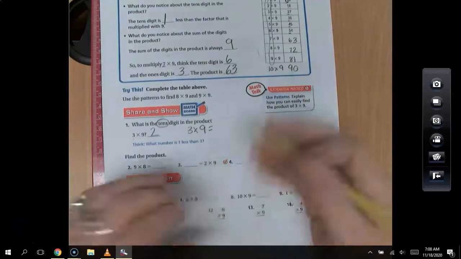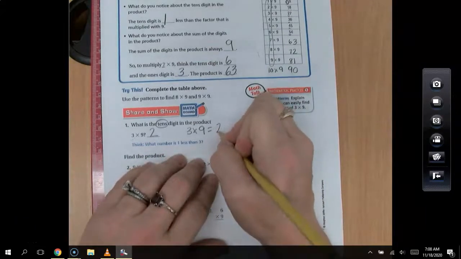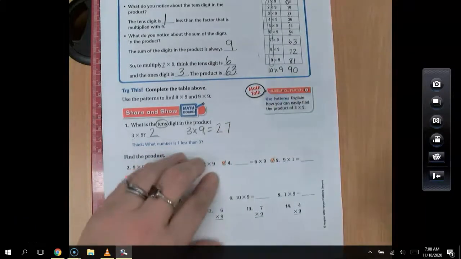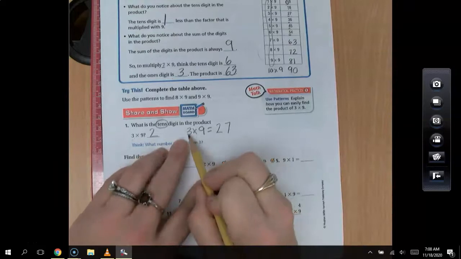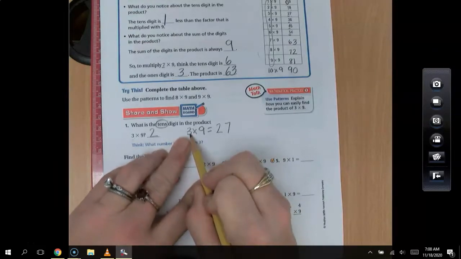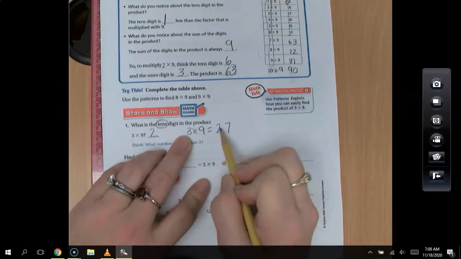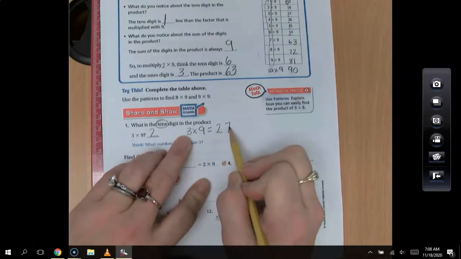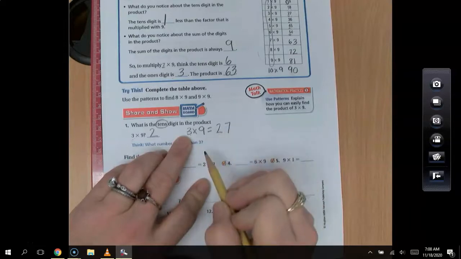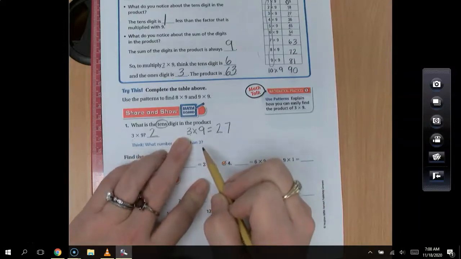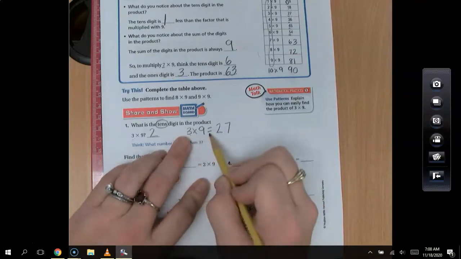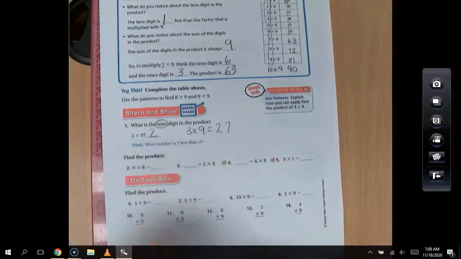27. So 3 times 9, boys and girls, is 27. Well, let's see if we're right. I know that in the tens place, it's 1 less than this factor, which is 2. And I know if I add 2 plus 7, it should equal 9. Does 2 plus 7 equal 9? Yep, it does. So 3 times 9 equals 27.